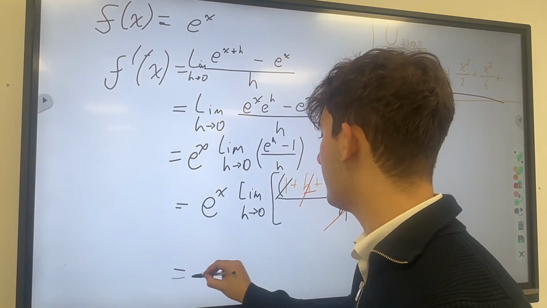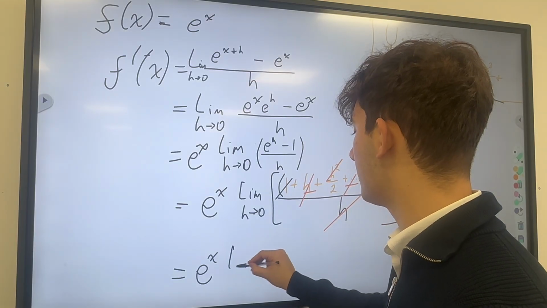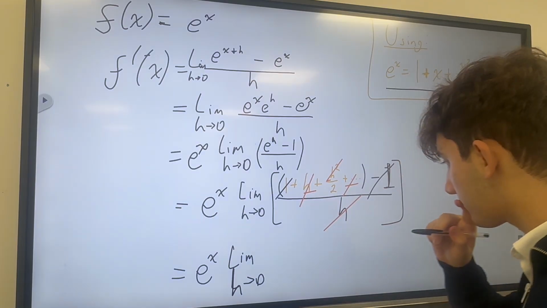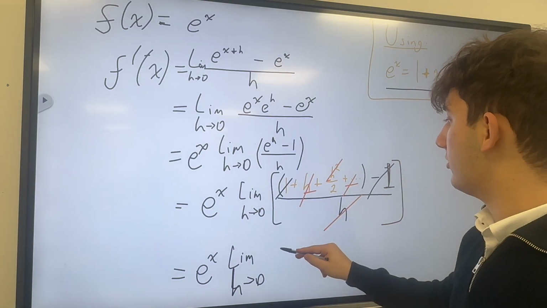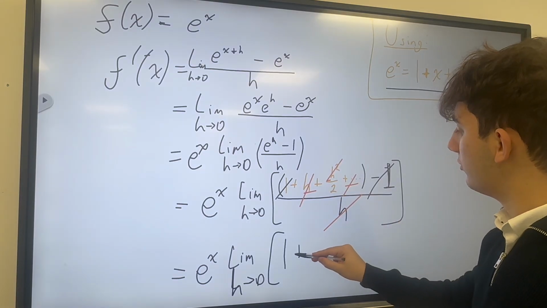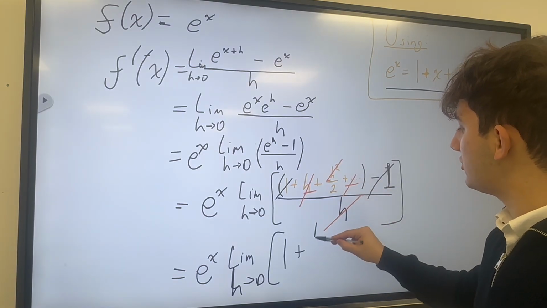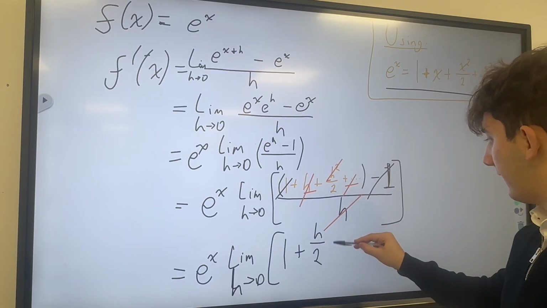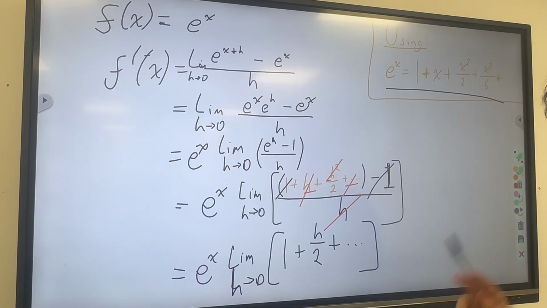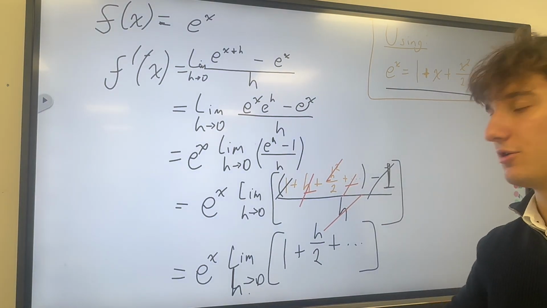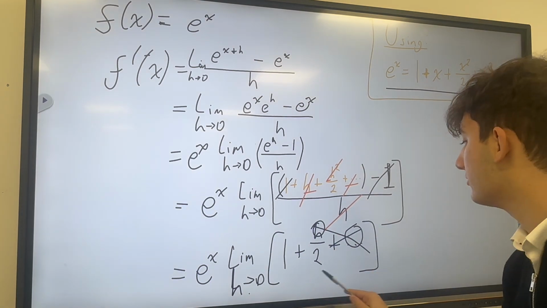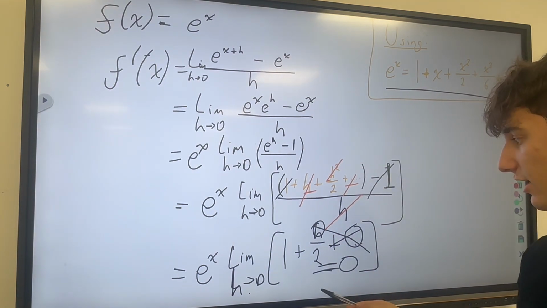And so what we're left with is e to the x times by the limit as h goes to 0. And then we've got, well, that goes to a 1. That goes to, what is this? h over 2. Then that becomes something else that I don't really need to care about. And as you can tell, as h goes to 0, this is going to go to 0, this is going to go to 0, everything else goes to 0. We don't need to care about that. All we need to care about is this 1.